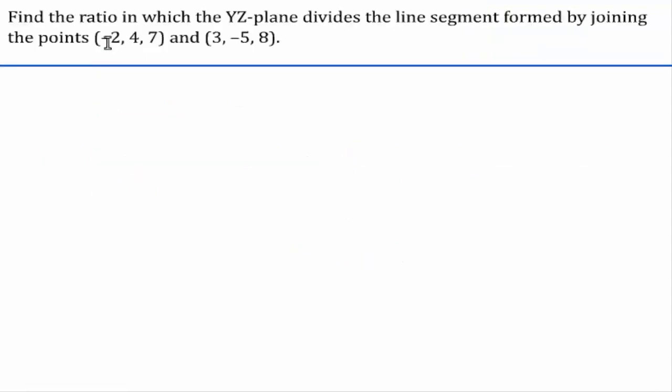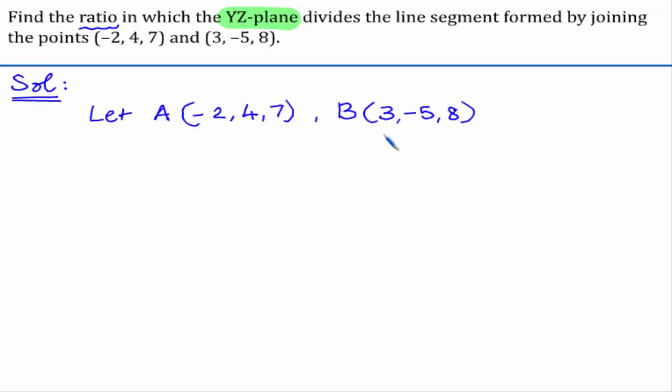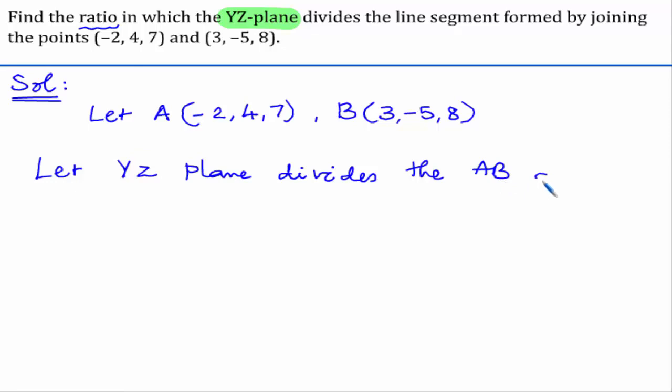In this problem, the YZ plane is dividing a line segment joining the two given points, and we need to find out in which ratio that plane is dividing the line segment. Let us see the solution for this now. Let us assume the 2 points as A and B. A is (-2, 4, 7) and B is (3, -5, 8). Let the YZ plane divide this line segment AB at C.